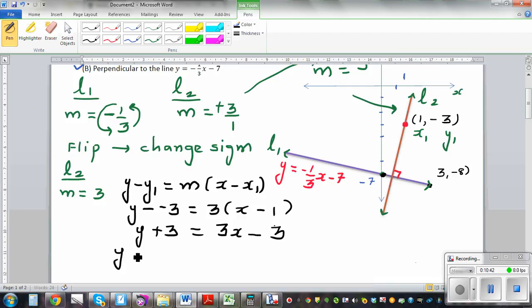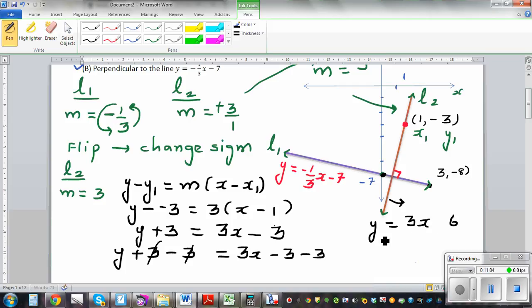So now I'm going to take away 3 from both sides, is equal to 3x, take away 3. So the final equation of this line is y is equal to, so this and this get cancelled, 3x minus 6.